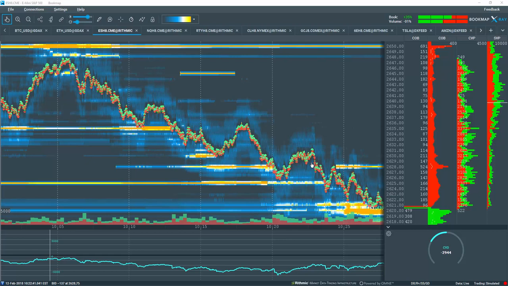Here's a great setup we saw in the cumulative volume delta using Bookmap. We can see here in the S&P E-mini, the downtrend just after 10 o'clock into this high liquidity down here around this 2620 area. Note the aggressive selling at lower lows, but let's take a look here at the cumulative volume delta.